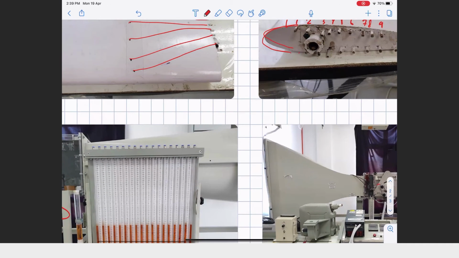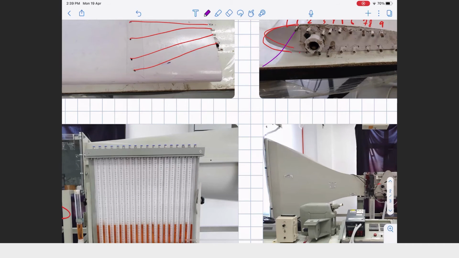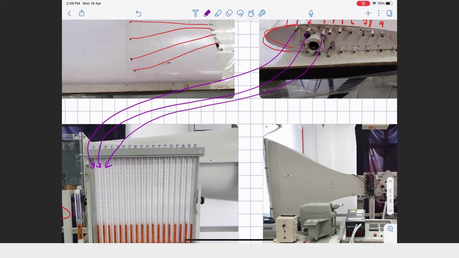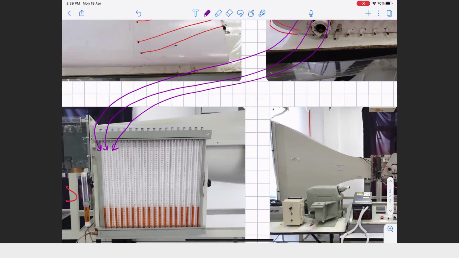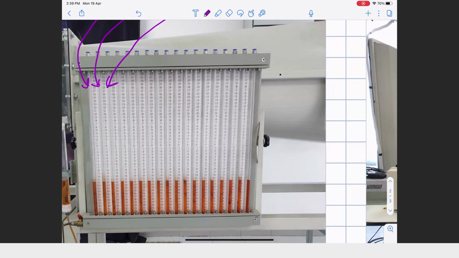So you connect this tube. Tube number 1 goes to here, for example. Okay, and then tube number 2 goes to here. Tube number 3 goes to here, and so on and so forth. And then you read the manometer. Okay, the technician will do this for you.